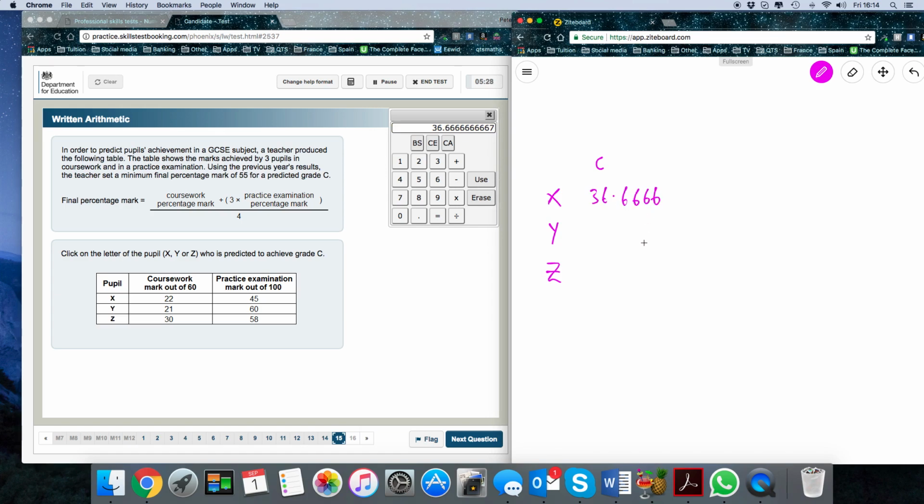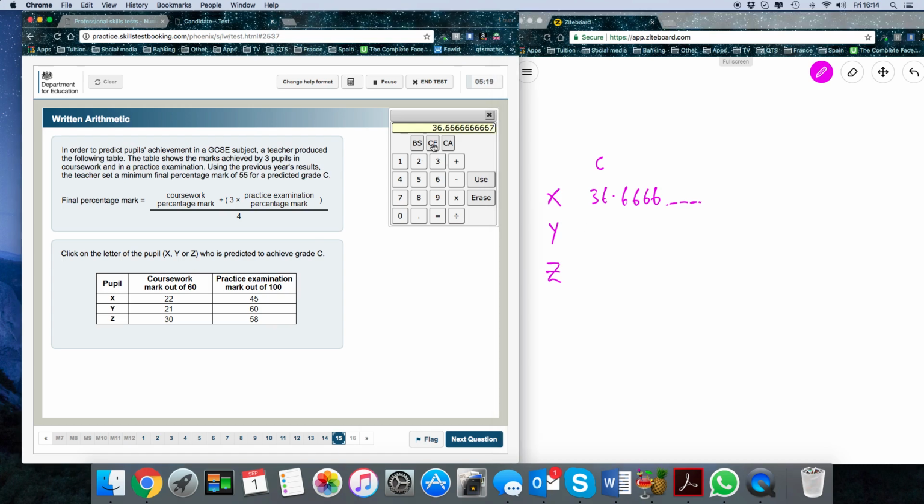36.666. That 6 goes on forever. Okay, I'll talk to you a little bit more about that in a second. Okay, pupil Y, notice how I'm doing this for each pupil first.